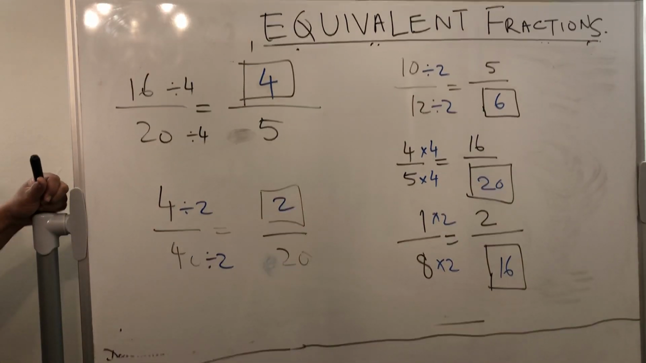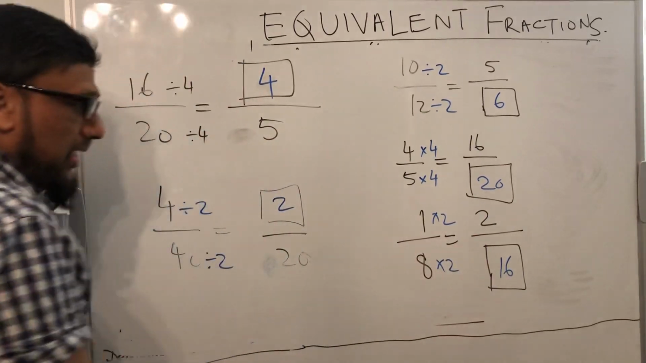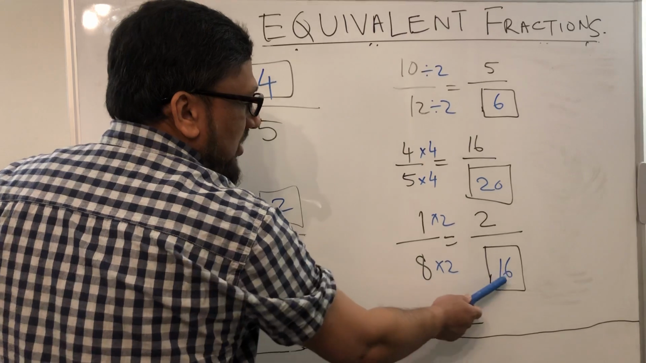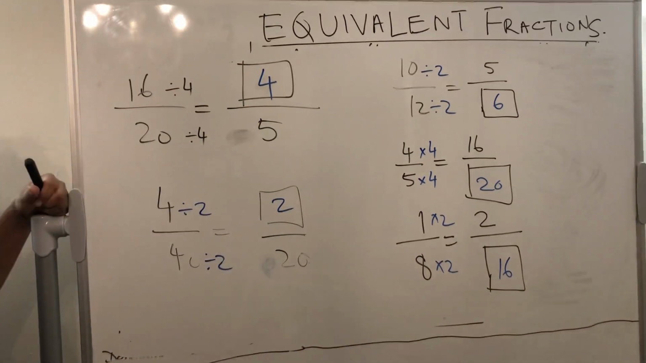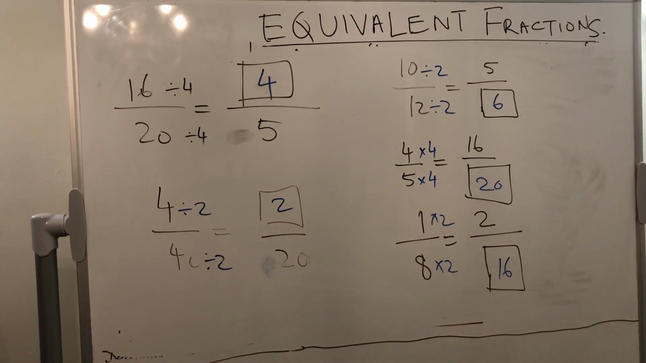And 1 times 2 is 2. Same as you need to times 8 times 2 is 16. So these are called equivalent fractions. The values are the same, but the numbers are different, which is called equivalent fractions.